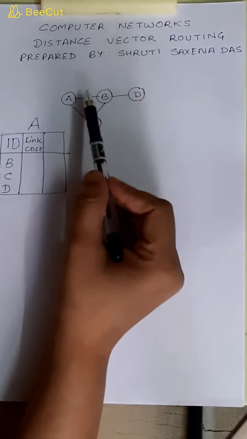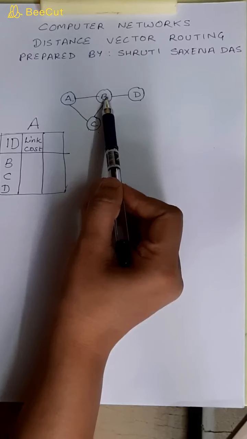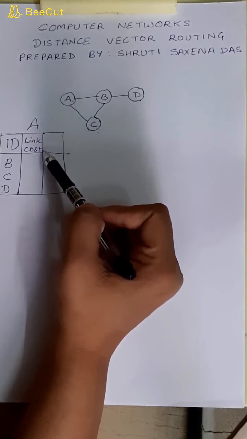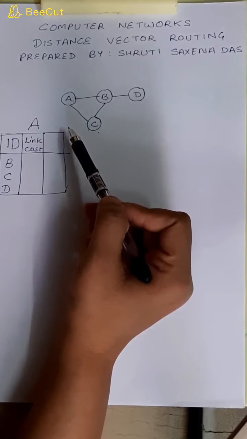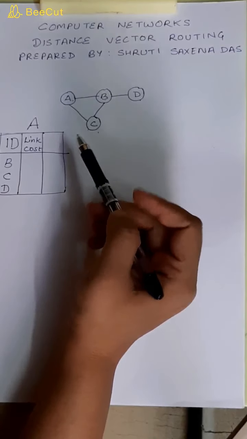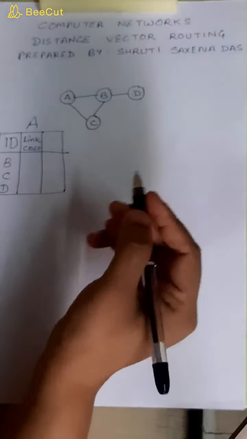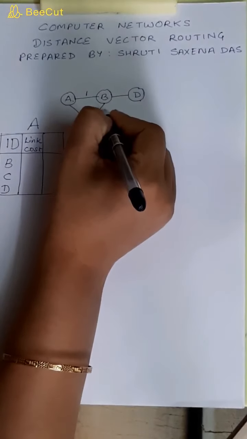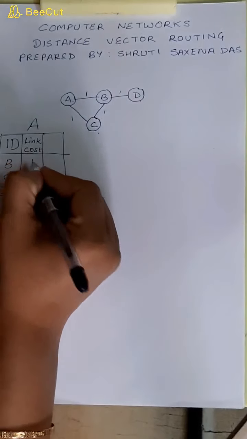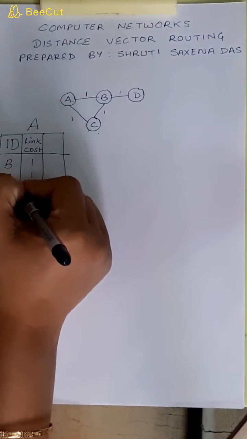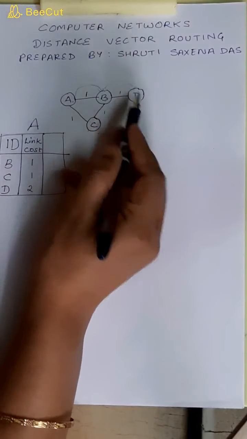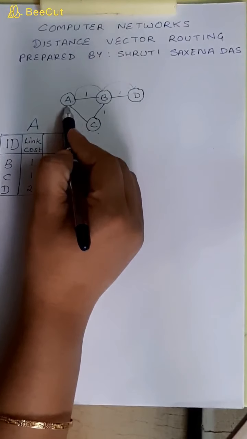Link cost means how much cost it takes to reach B, C or D from A. Link cost is directly associated with the number of hops, meaning the cost is the number of hops a packet must take to get there. Most of the time we take each hop as 1. So to reach B it takes 1 hop, to reach C it takes 1 hop, and to reach D it takes 2 hops, since to reach D via B you have to take 2 hops.